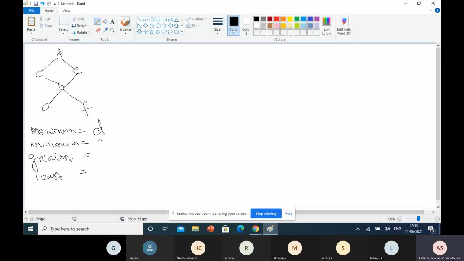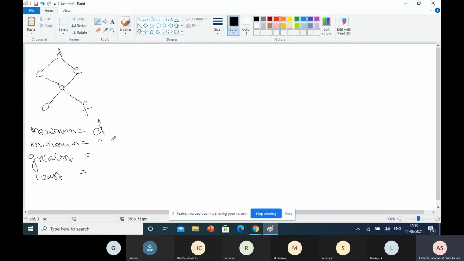Just remember one thing: in a Hasse diagram, whichever is the top element, that is the maximum. Suppose sometimes maximum elements are more, as in the previous case, H and J. There is no upward direction, no upward edge, so that is the maximum. If there is no downward edge, those are the minimum.